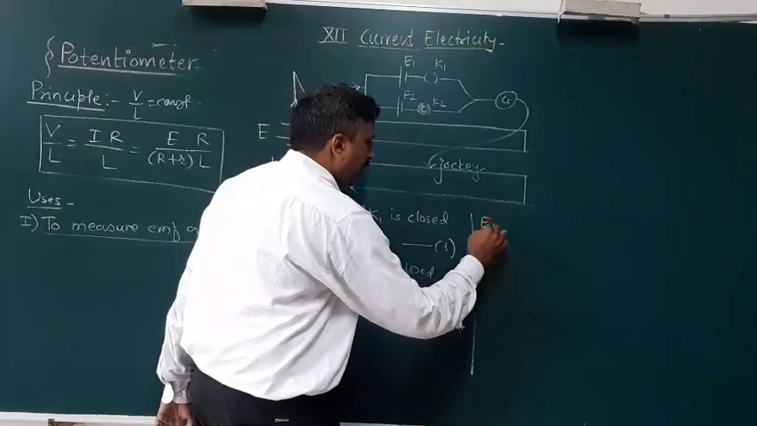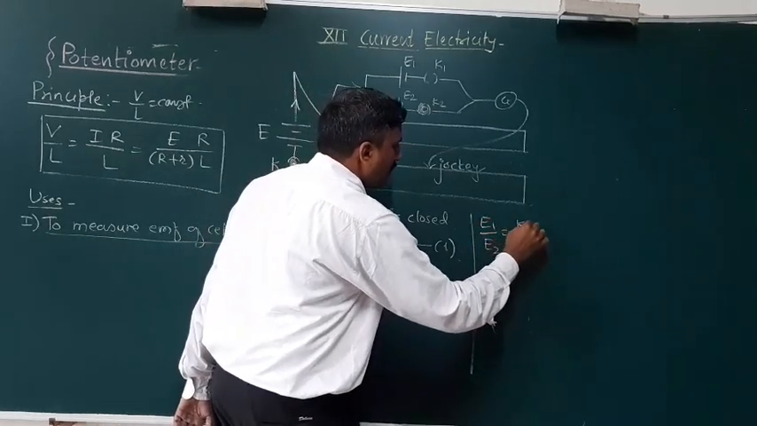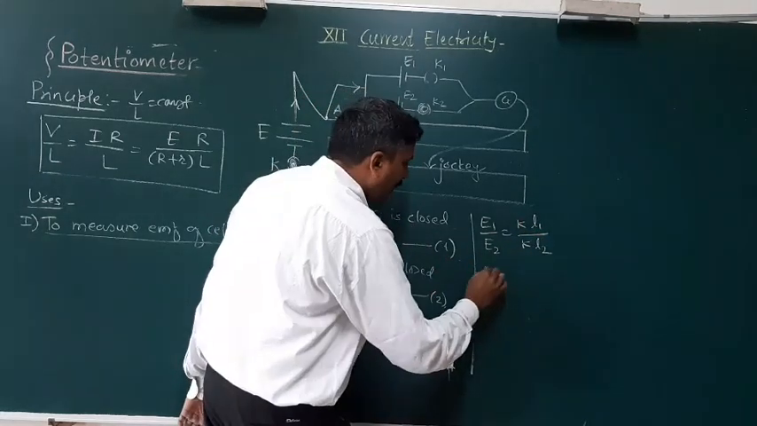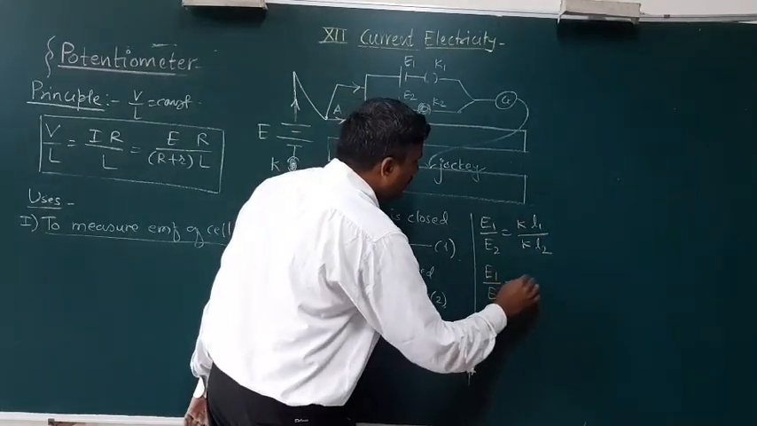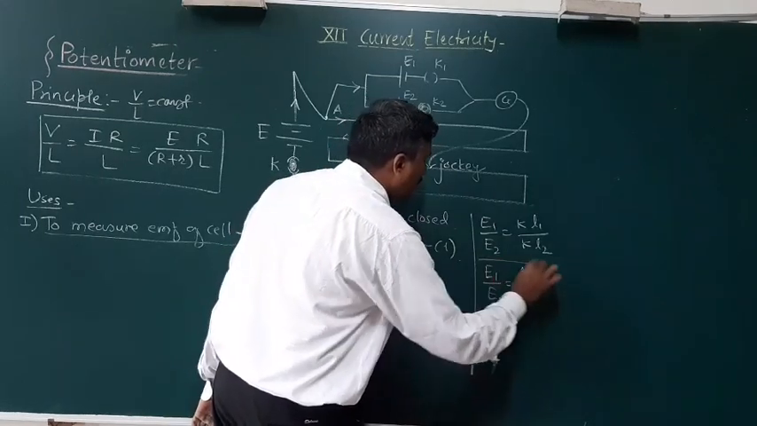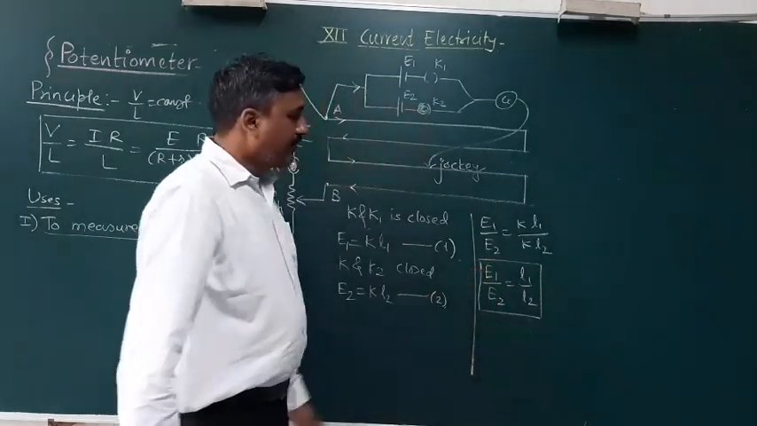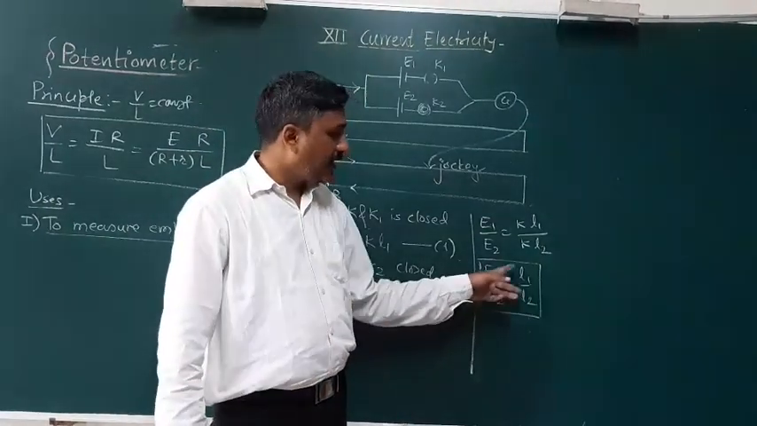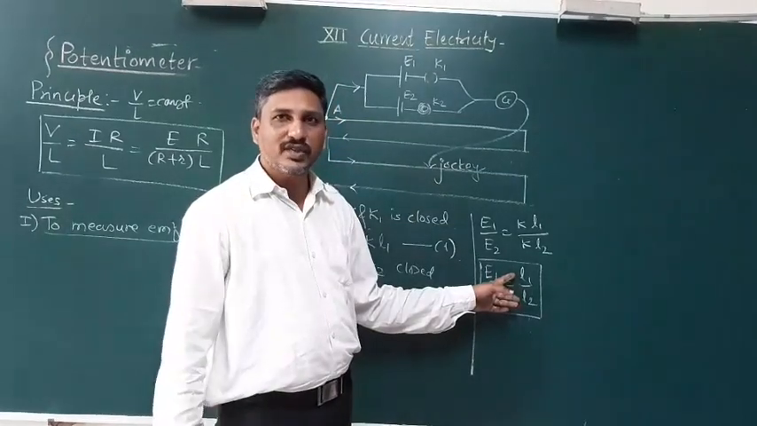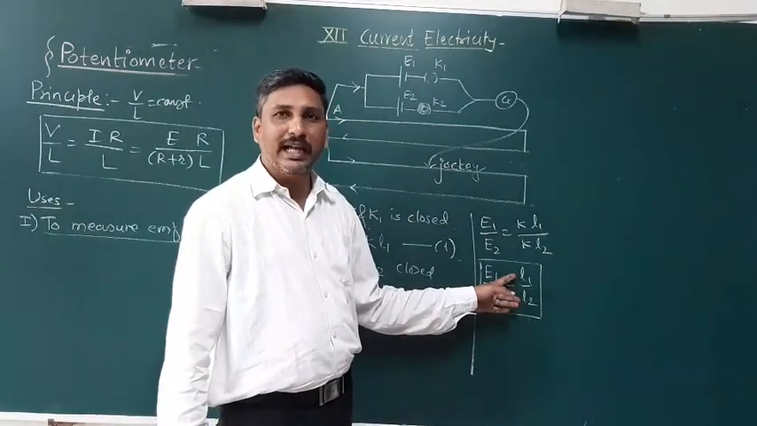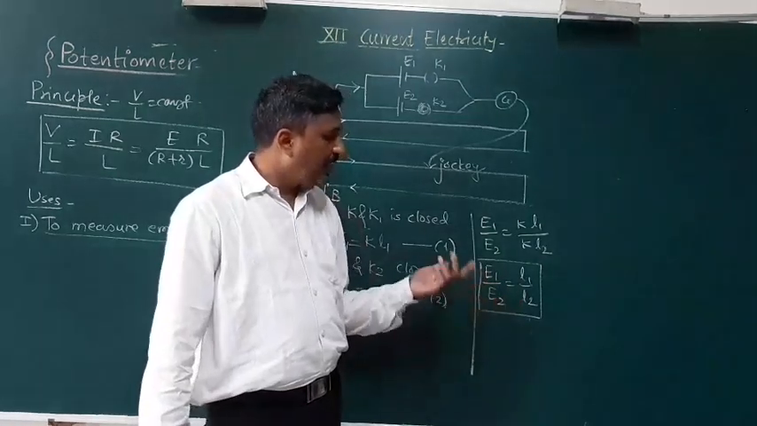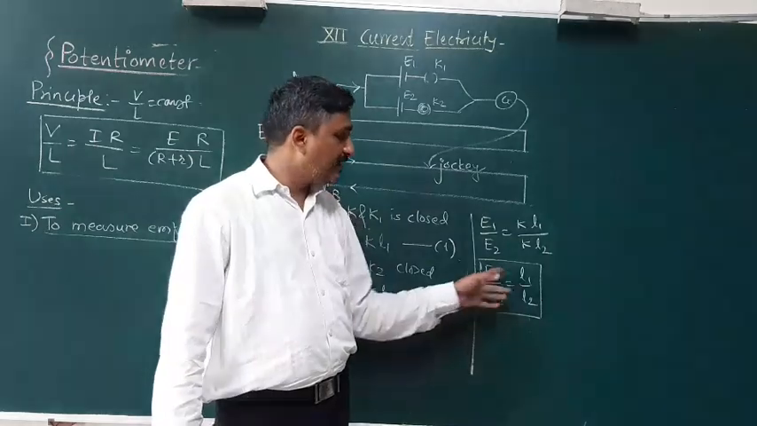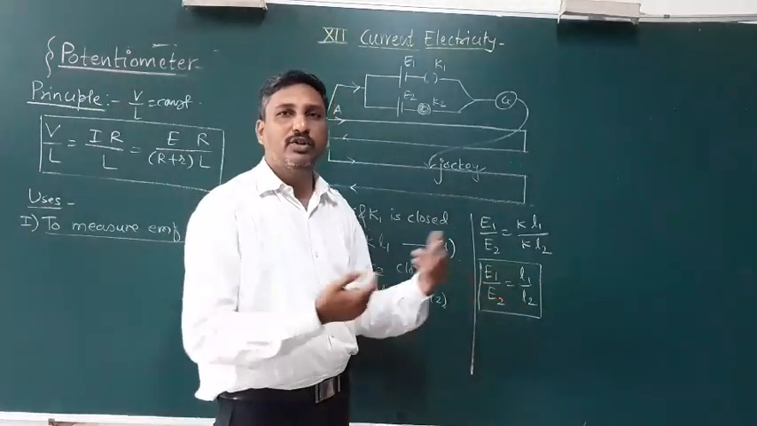So we are getting E1 by E2 equals KL1 divided by KL2. Then K gets cancelled, and we simply get E1 by E2 equals L1 by L2. Here we can compare the EMF of the two cells by measuring the balancing lengths, or null deflection lengths. In numericals, E1, E2 and one length is given, and another length is asked. Any three quantities are given and one quantity is asked.